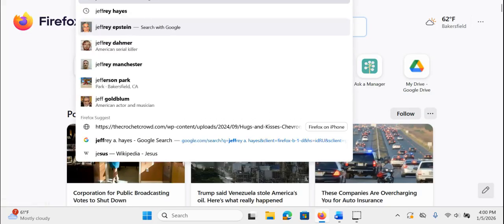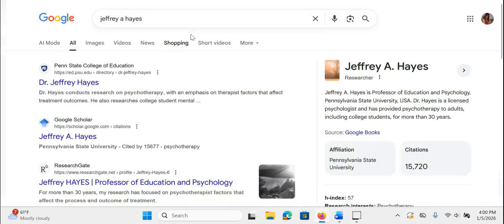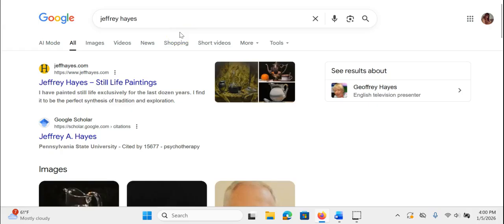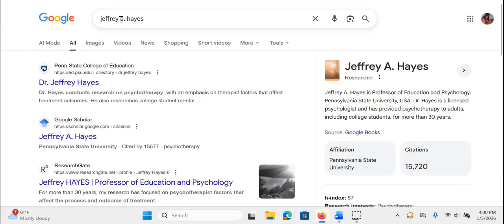So what I'm going to do is I'm going to go to handy dandy Google, and I'm going to search Jeffrey A. Hayes. Make sure you do the whole name. You can see right here that we already see some information about him, but when I take the A out, it's a very different search. There's probably a lot of people that have a similar name, so when they do have a middle initial like that, make sure you add it in.